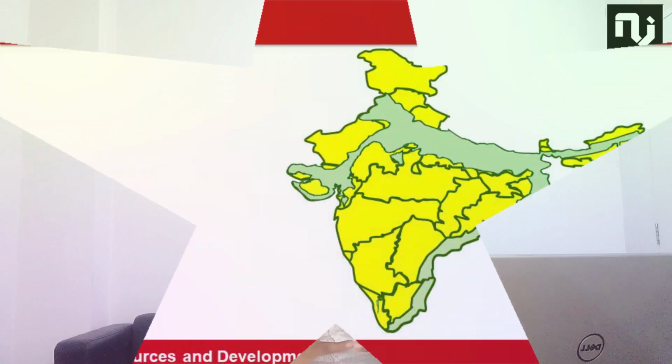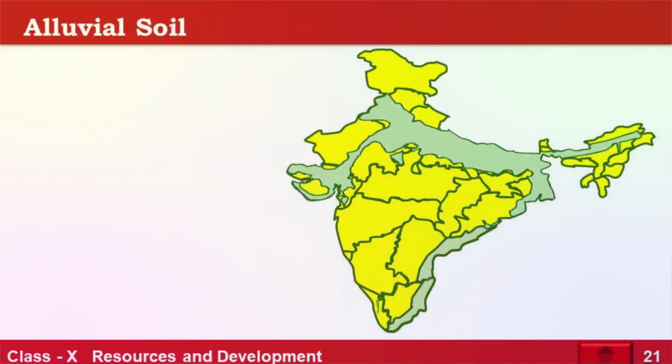We all are aware that alluvial soil is formed in North India with the help of 3 major rivers, Ganga, Brahmaputra and Indus. So these are the 3 major rivers. With the help of their tributaries, they brought a lot of sediments from the Himalayas and deposited them in the plains. This way the soil has been formed in North India.